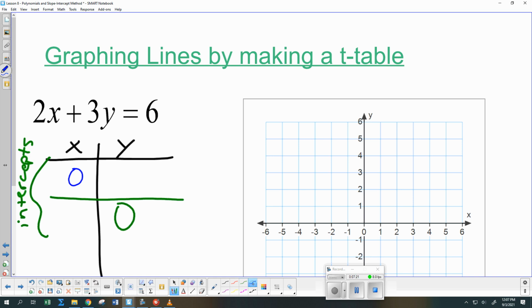So for this one, if I let x be 0, I'll plug 0 in for the x, and 2 times 0 is 0 plus 3y, so I have 3y equals 6. So everybody, if 3y is 6, what's y? And we're going to plot that across 0, x is across, it comes first, 2 and up 2, so we have this point on there on our graph, and that is our y-intercept, because it is where it crosses the y-axis. Yes, ma'am.